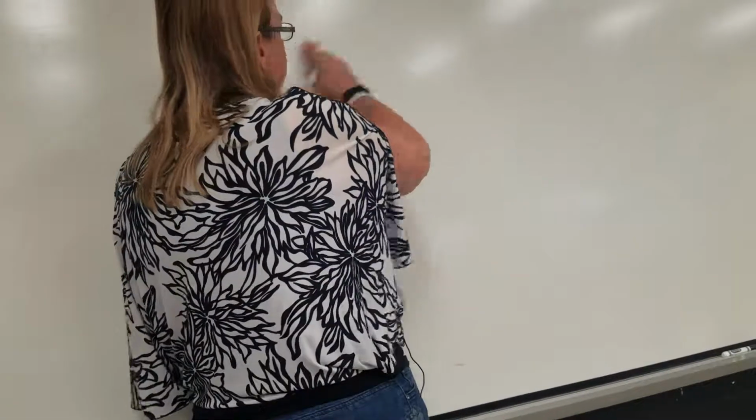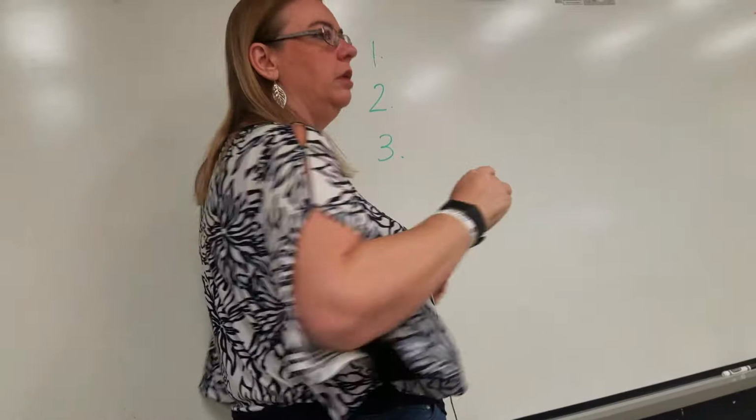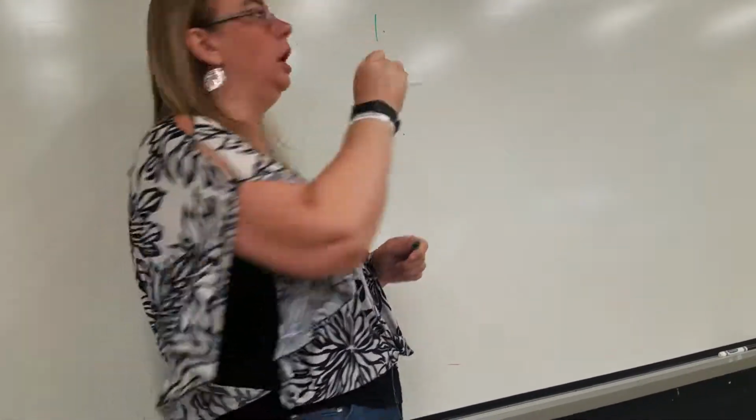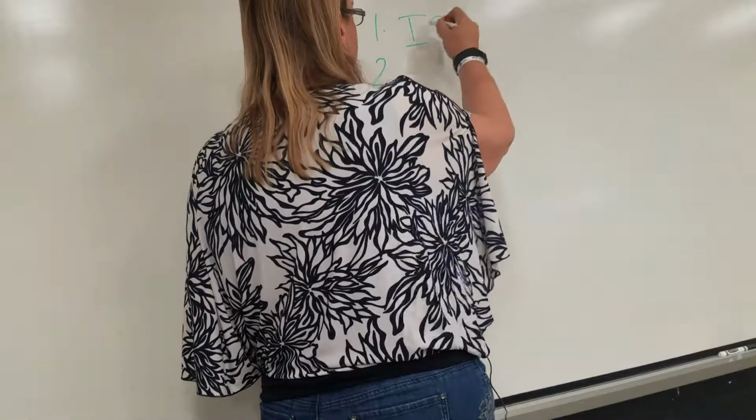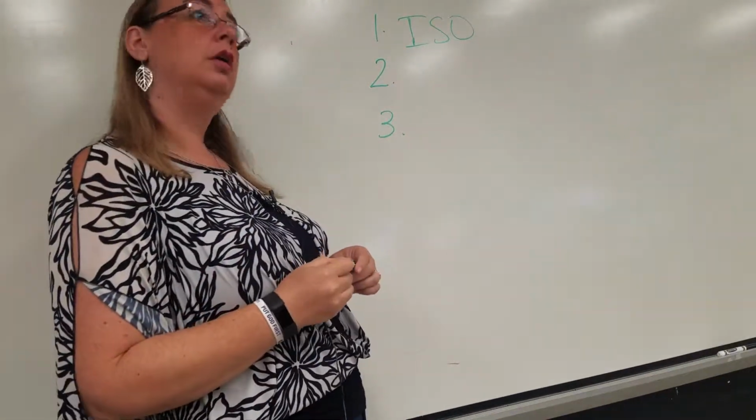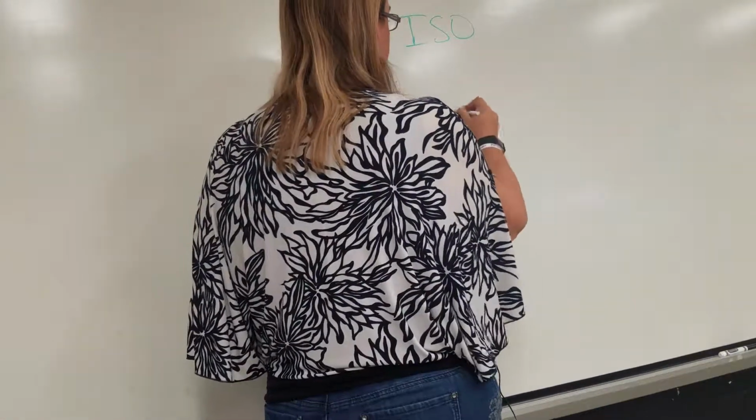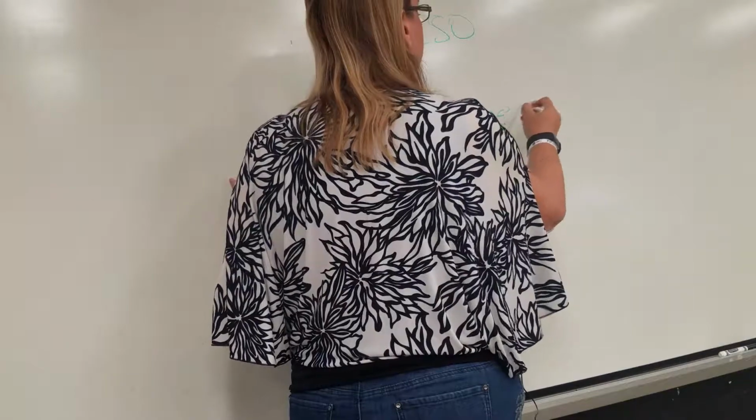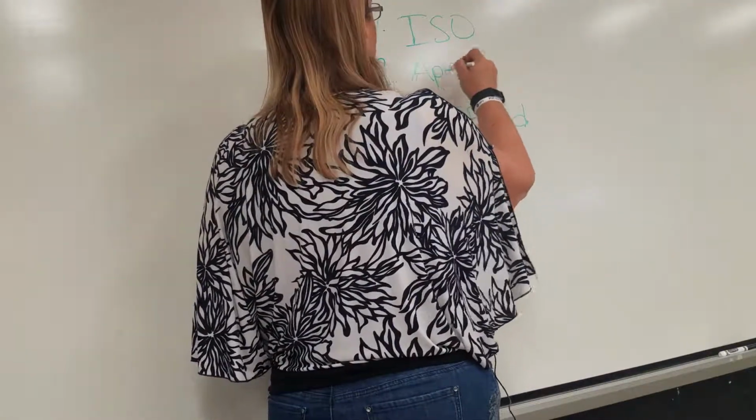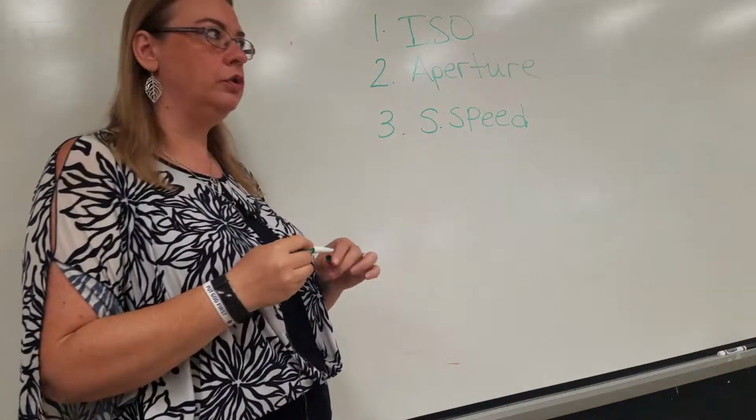So what are the three things that control exposure? Tell me one. ISO is one. And it's actually going to be number one every time I make this list, even if you didn't say it first. Shutter speed. I'm going to put that one here today. Aperture. Nice. Those are our three things.